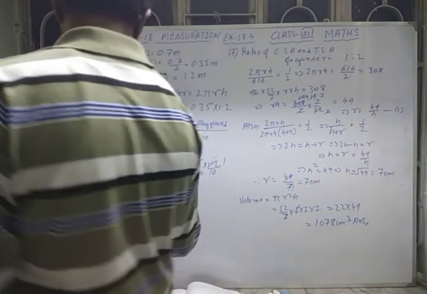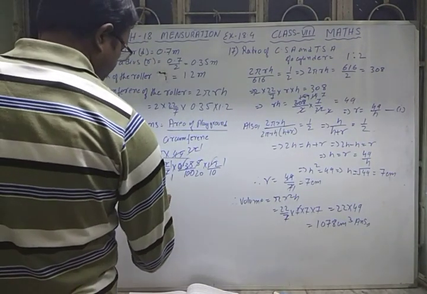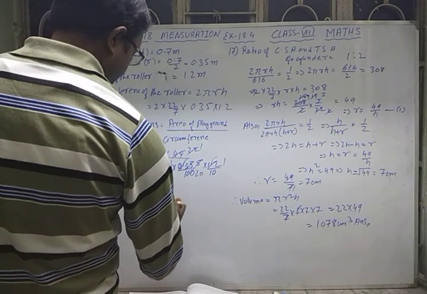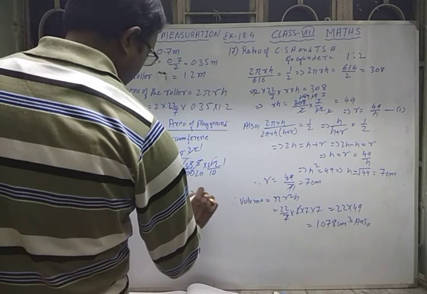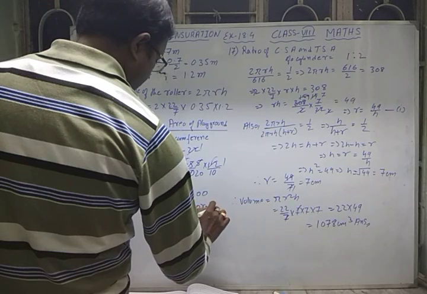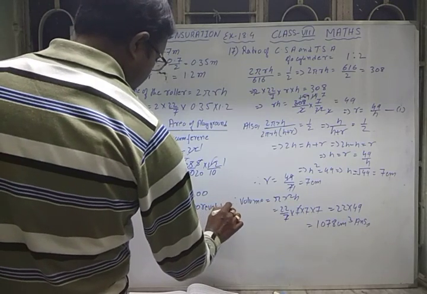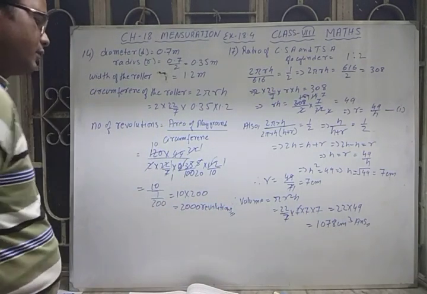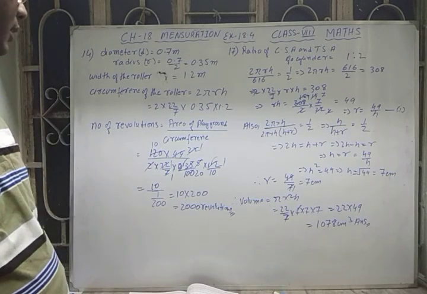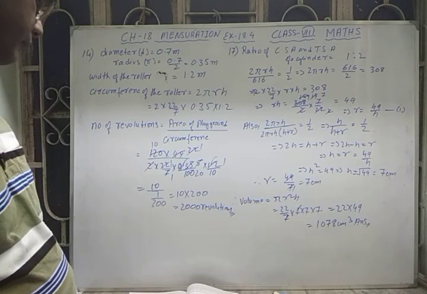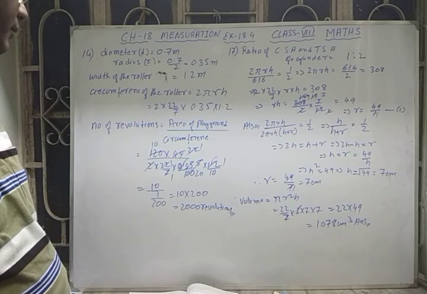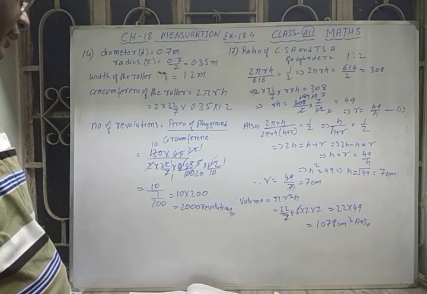So you can write here 10 by 1 by 200, that is equal to 10 into 200 is equal to 2000 revolutions. It takes 2000 revolutions to roll around the whole playground. Okay students, the cancellation however is very untidy, but you have to do it like this. So many cancellations are there.